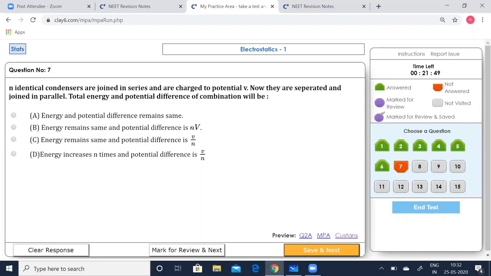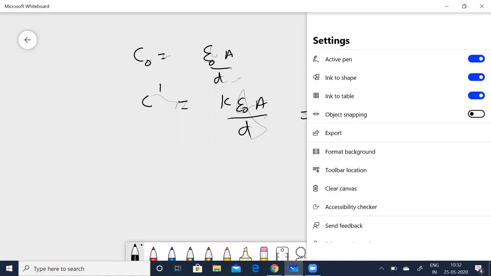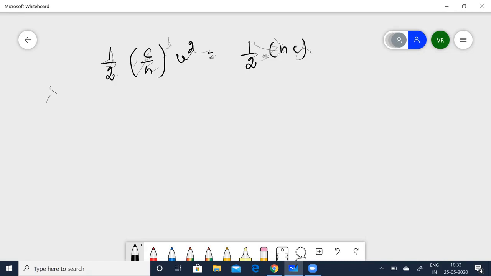So, by law of conservation of energy, the energy when the capacitors are connected in series is going to be equal to the energy when they are connected in parallel. In series, the equivalent capacitance is going to be C by N, so the energy is half times C by N into V square. In parallel, it is going to be half times N times C into small v square.